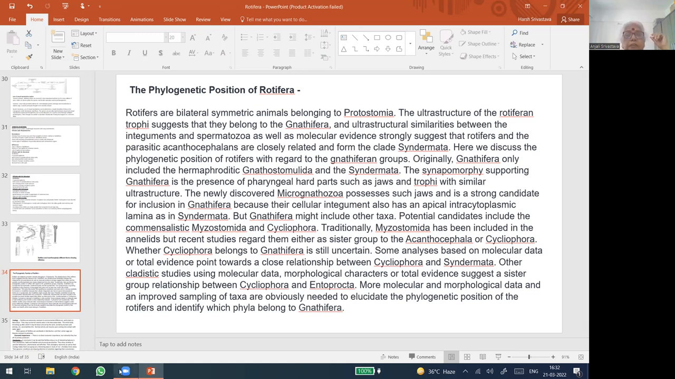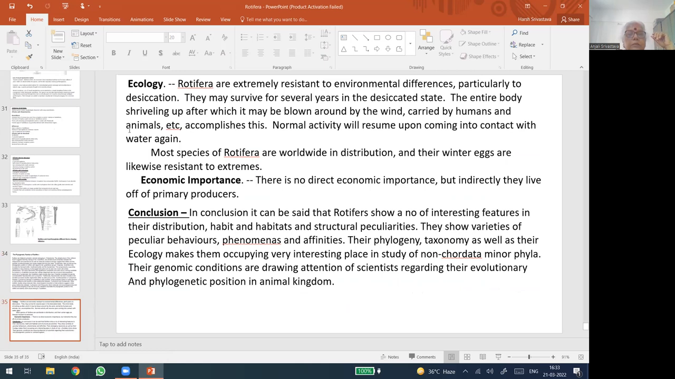So these are the different groups, as I have already said in the beginning, that work on taxonomy is still going on. So many groups are being included. These are the various groups which are in the process of being included in the group Rotifera. And this is the ecological importance here.